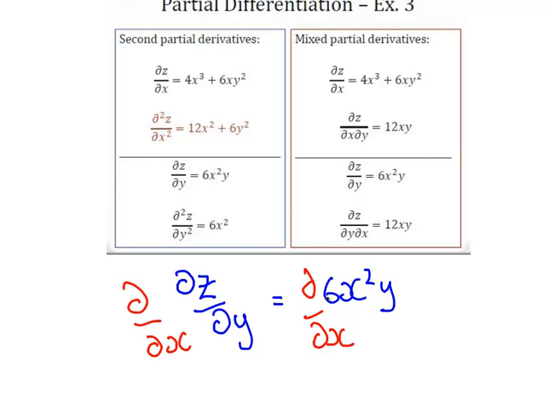So what we're doing here is taking 6x squared y and deriving it with respect to x. Essentially all we're dealing with is the x squared there, so it's 6 times 2 times x times y, it's 12xy. If I take it the other way around, dz dx, and get the partial derivative of that with respect to y, I would have got the same answer, 12xy, as you can see there.